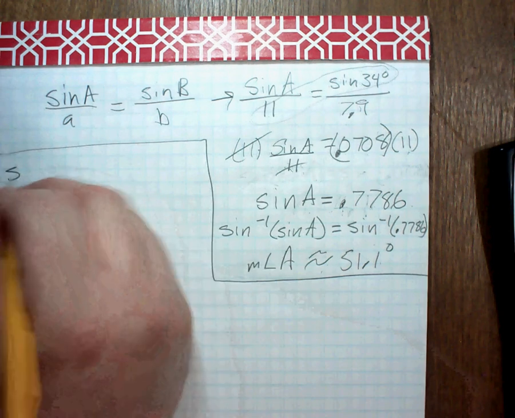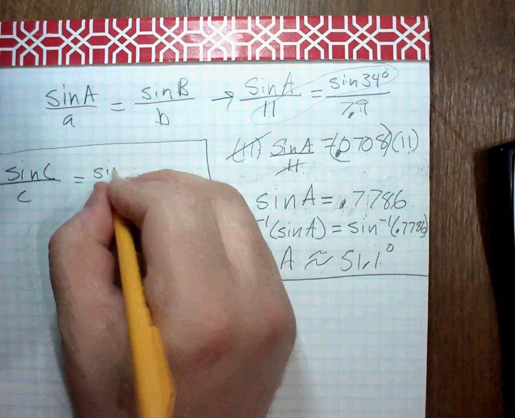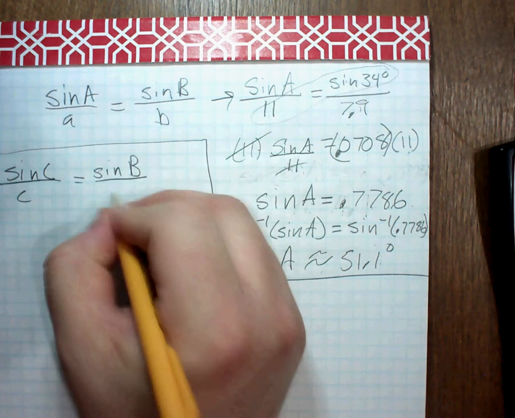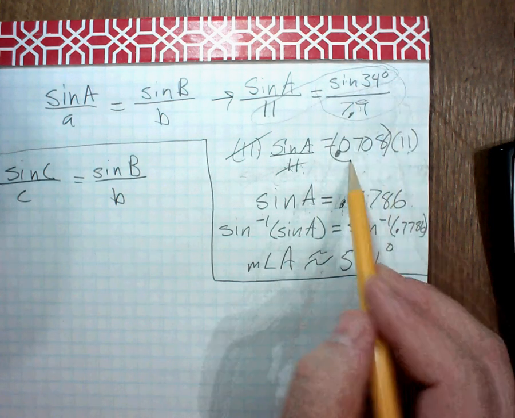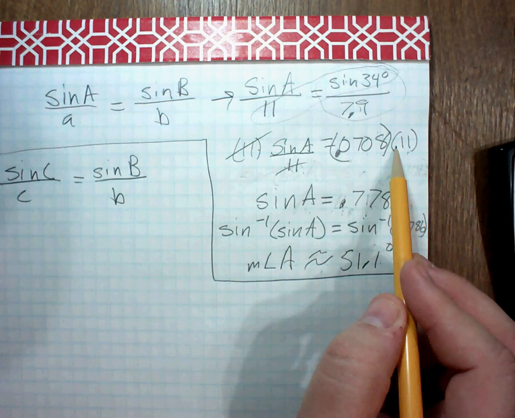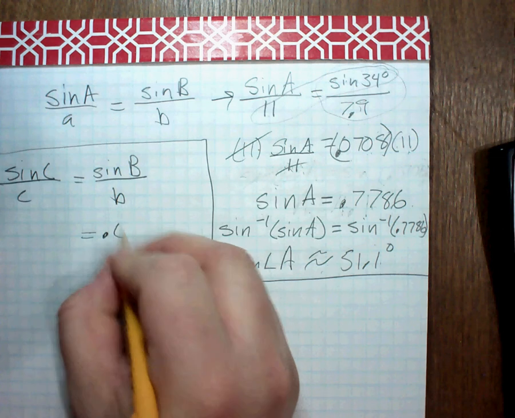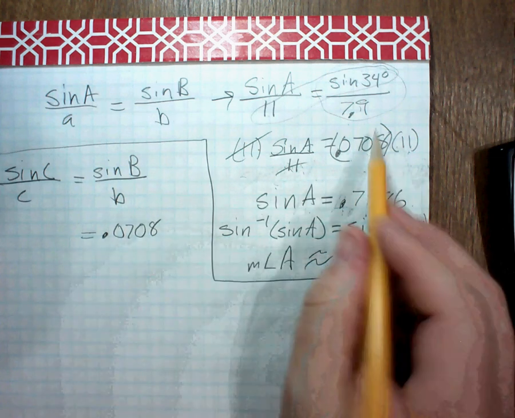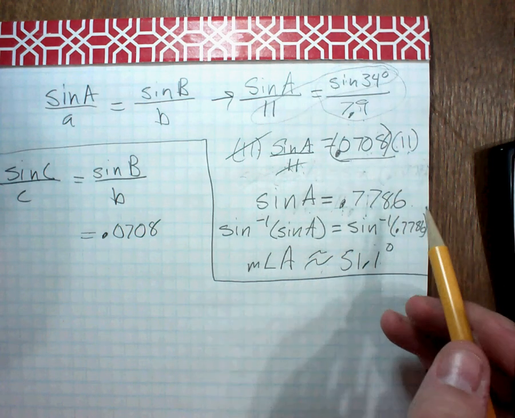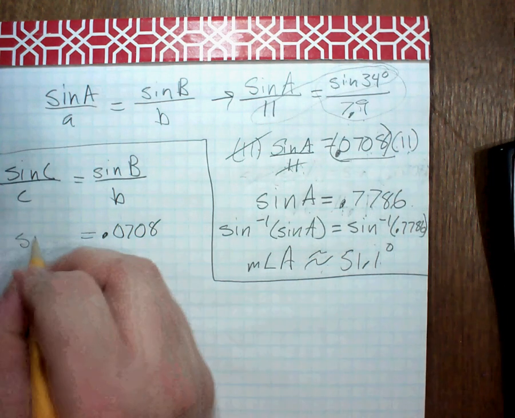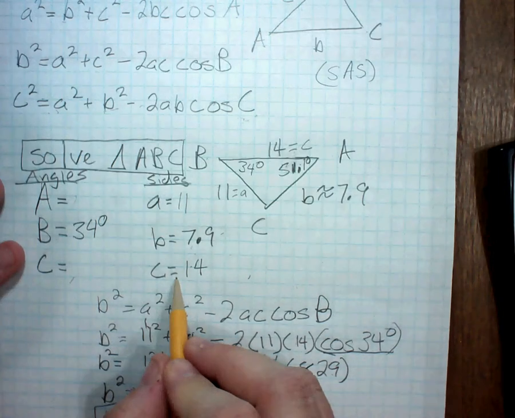I'm going to say sine of capital C over lowercase c is equal to sine of B over lowercase b. Now I did it that way because we know that sine of B over lowercase c equals this. In other words, this second term equals 0.0708, right? Sine of 34 degrees divided by 7.9 is this number. Okay? And then I'm just going to write sine of c, and then our lowercase c was given to us. It's 14.